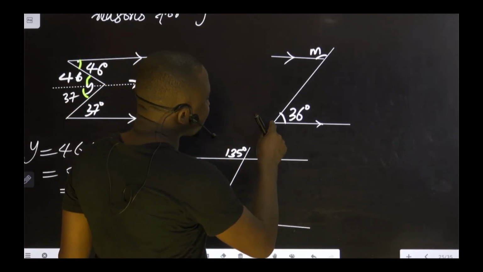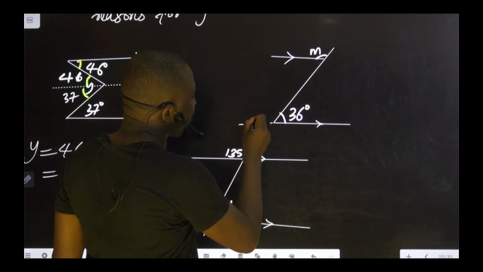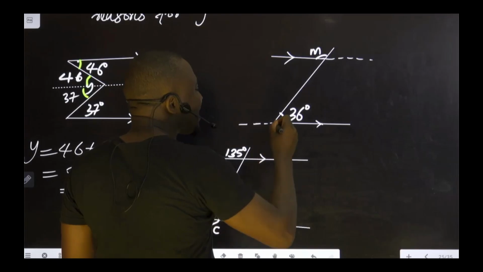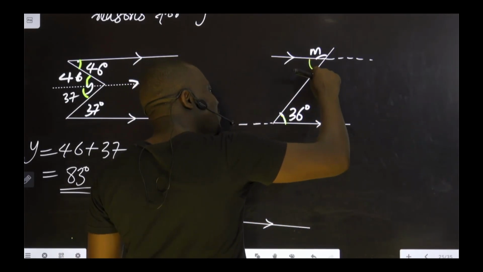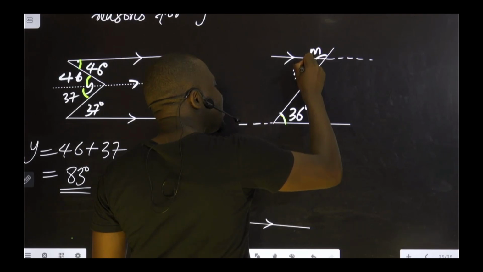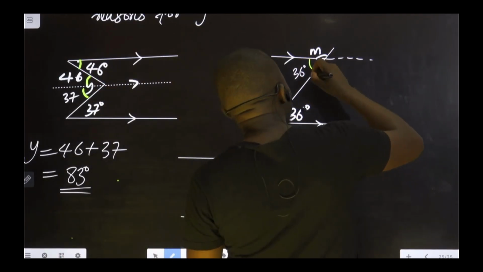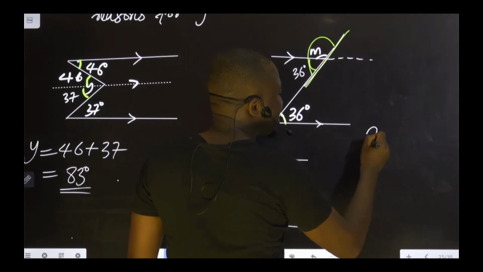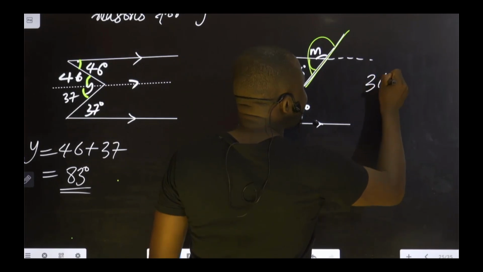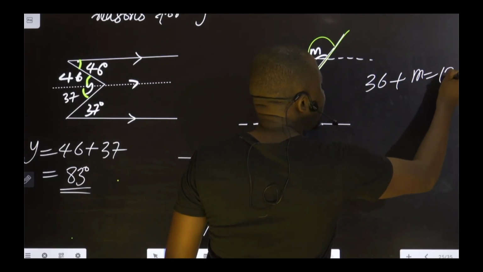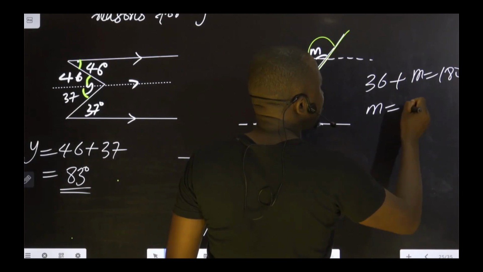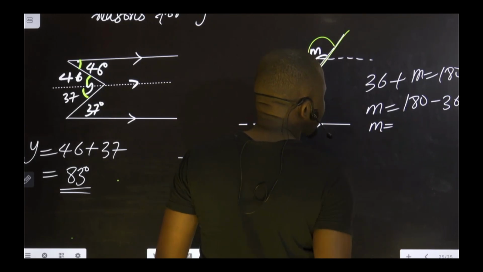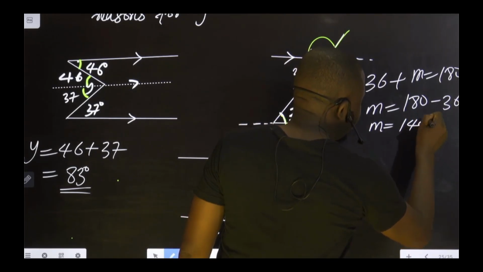Let's come for this now. If you extend this now, it is parallel to this. Okay? You agree with me that here is alternate to this place. So I can call here 36 degrees. And you agree with me that this is angles on a straight line. Therefore, this is a straight line. So 36 plus M is equal to 180 degrees. M therefore is equal to 180 degrees minus 36. M therefore is equal to 144 degrees.